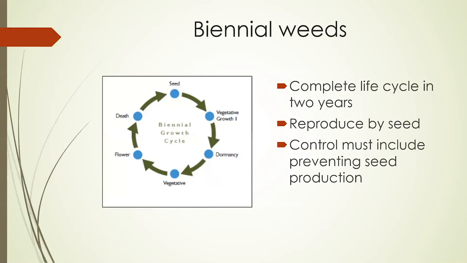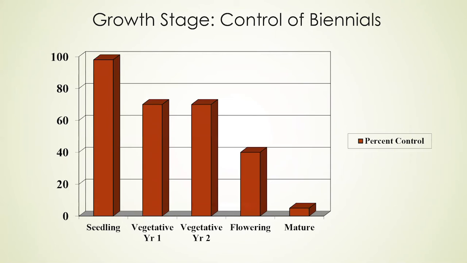Remember, biennials, same sort of deal, only 2 seasons to get to that death stage. Same sort of deal with the chemical controls: 95% control at a seedling stage. Vegetative, it goes down to about 70%. Flowering, remember, biennials have one job too. They're supposed to produce seed. Once it's flowering in that second year, its job is done. And once it's produced the seed, it's not uptaking those chemicals. It's not going to uptake it and get it into the plant system to disrupt a vital process or structure. You're just wasting your money and time.